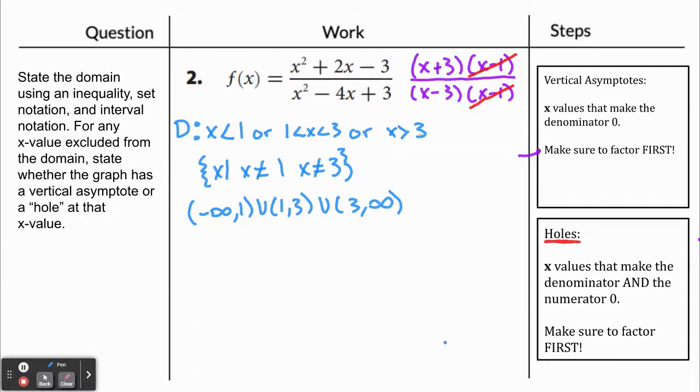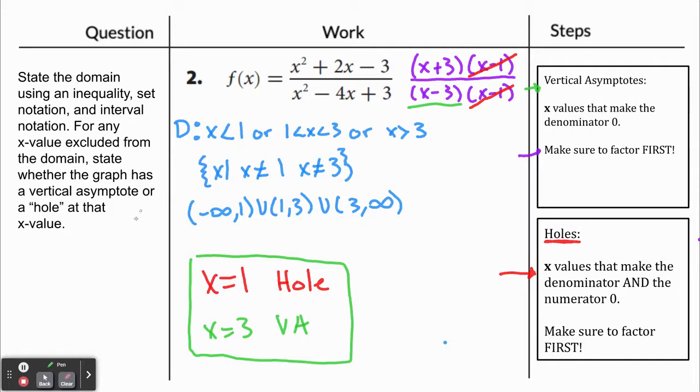Now let's take a look really quick and see, is this a hole or a vertical asymptote? Because we canceled out in the numerator and the denominator, we know that when x is equal to 1, it is a hole. And when x is equal to 3, we see that it is a vertical asymptote. That is the line that is a vertical asymptote, because x cannot be 3, since it makes the denominator 0, but it does not cancel out to make it a hole. So here is our hole and vertical asymptote and our domain at the top.